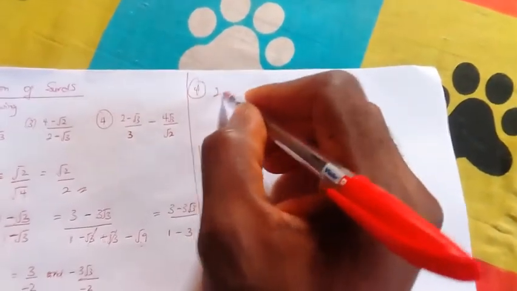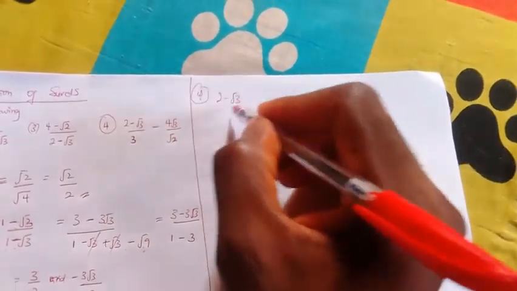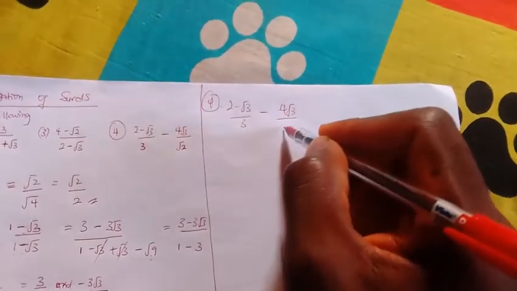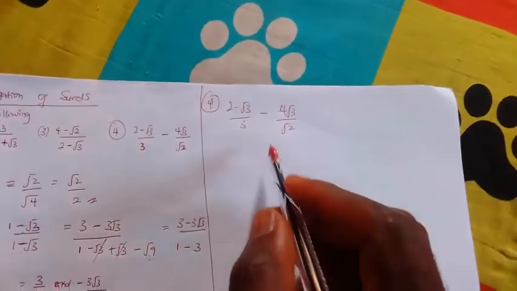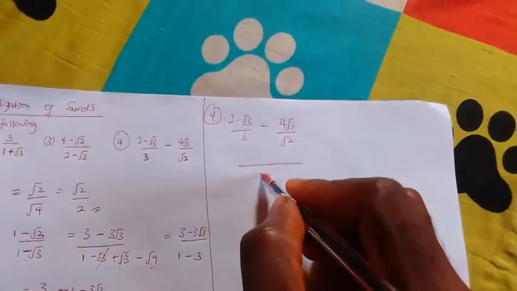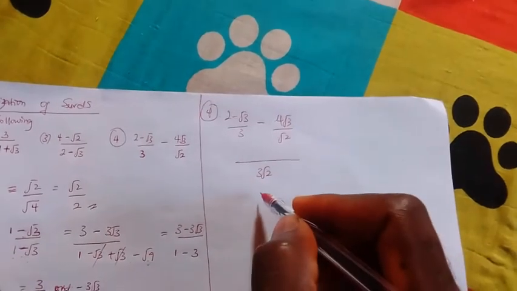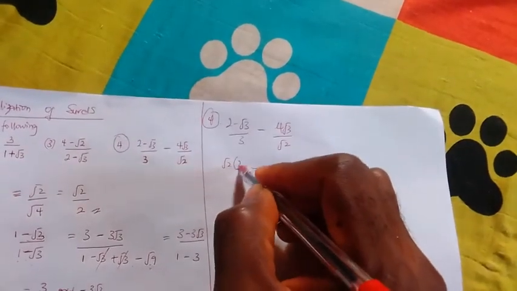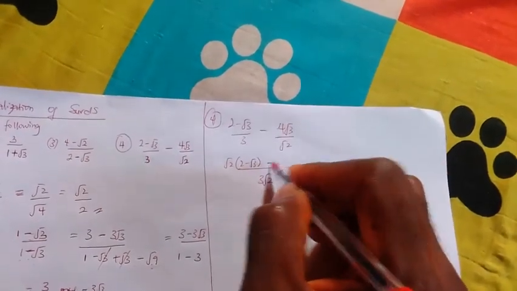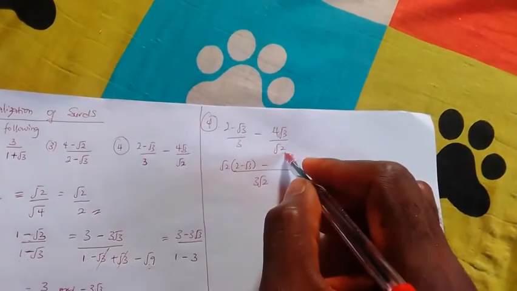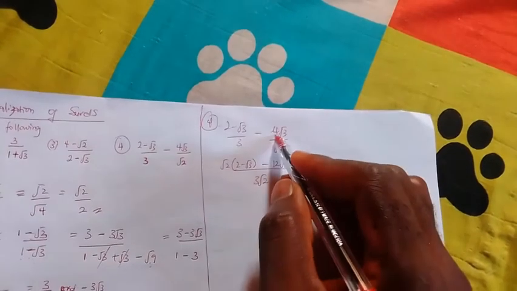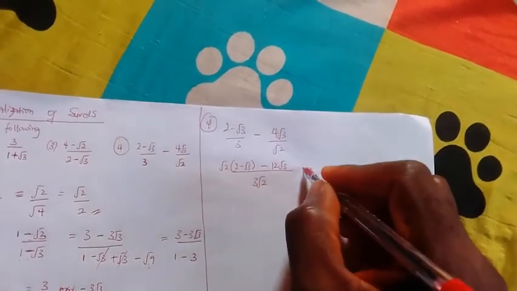We're given 2 minus root 3 over root 2 minus 4 root 3 over 3. Well, in this case, what do we first do? We first find the LCM, which gives us 3 root 2. Now 3 root 2 here is what? Root 2. Root 2 times 2 minus root 3, minus 3 root 2 here is what? 3. 3 times this gives us what? 12 root 3, because 3 times 4 is 12. This is root 3. So what do we have?